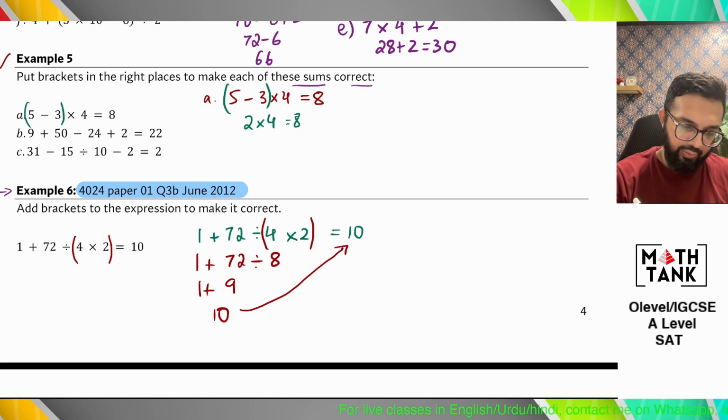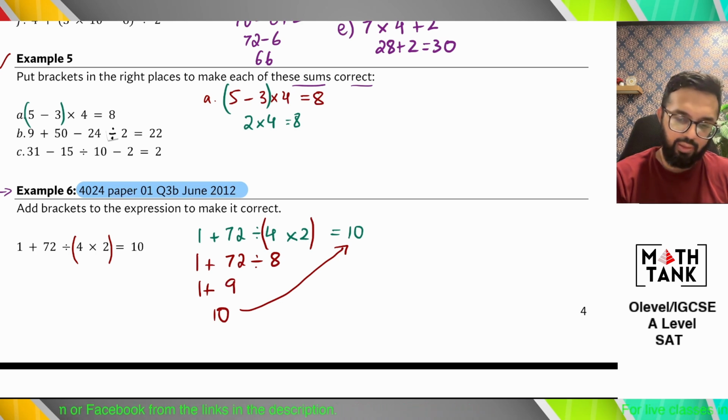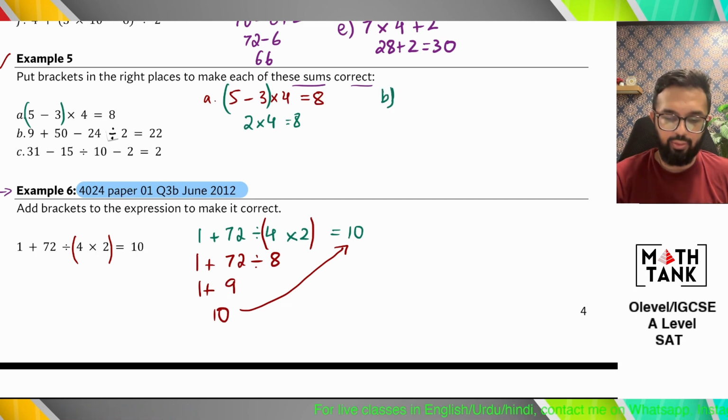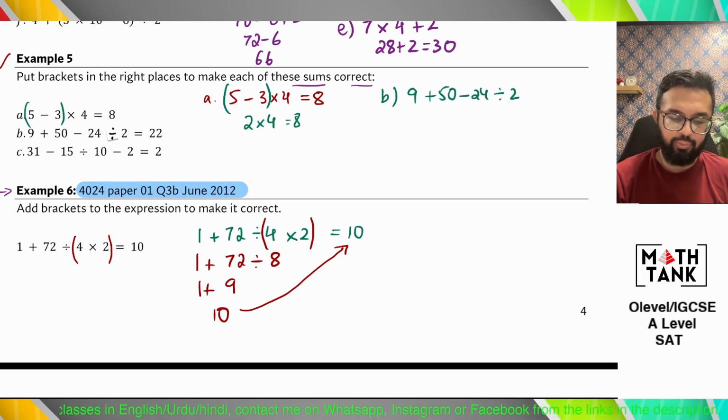Okay, I think there's a typo here, and this should be a divide sign. A little messed up, but this should be a divide sign, because I can't seem to get the answer out of it. So 9 plus 50 minus 24 divided by 2 equals 22.